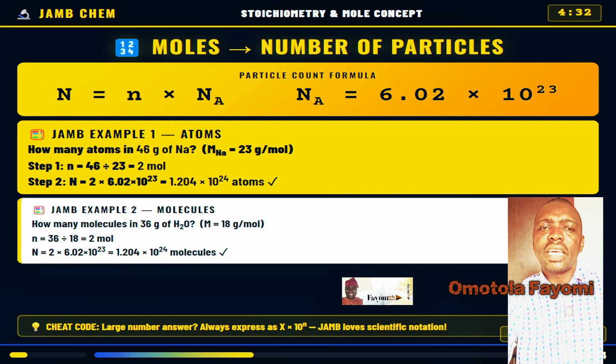Example: how many atoms in 46 grams of sodium? Molar mass of sodium is 23 grams per mole. So n, which is the number of moles, equals 46 divided by 23. That's 2 moles. Now, N equals 2 times 6.02 times 10 to the power 23, which gives us 1.204 times 10 to the power 24 atoms. JAMB always asks this in 2 steps. First, find the moles, then multiply by Avogadro's number, and always express your answer in scientific notation. That is the JAMB star.